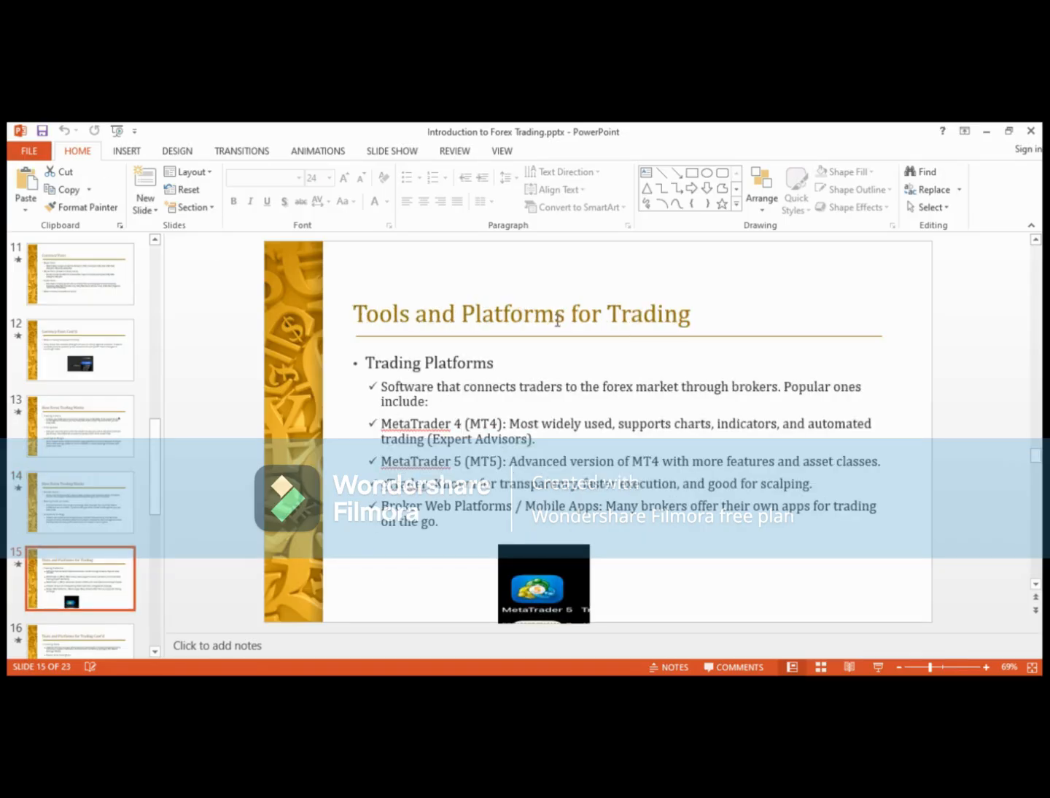So now we are going to talk about the tools and platforms that are actually used in trading. We have certain software that traders use in trading. Examples of such software are the MetaTrader 4, the MetaTrader 5, and also the MetaTrader web platforms. Also, we have the cTrader.